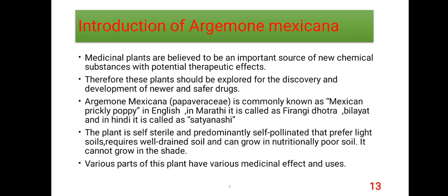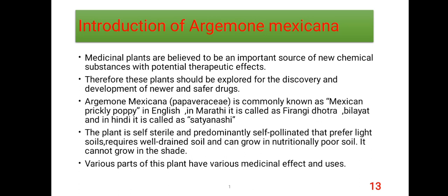Introduction of Argemone mexicana. Medicinal plants are believed to be an important source of new chemical substances with potential therapeutic effect. Therefore, this plant should be explored for the discovery and development of newer and safer drugs. Argemone mexicana, Papaveraceae, is commonly known as Mexican prickly poppy in English. In Marathi, it is called Ferangi Dhotra, Bilayat, and in Hindi, it is called Satyanashi.